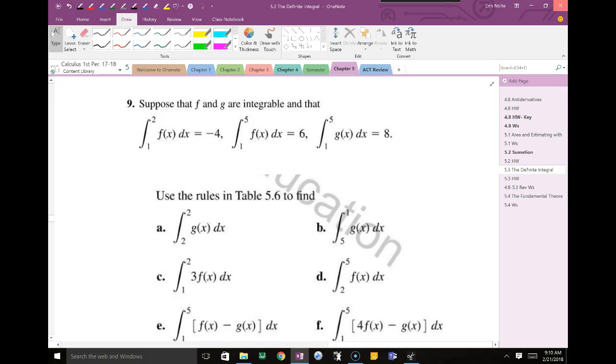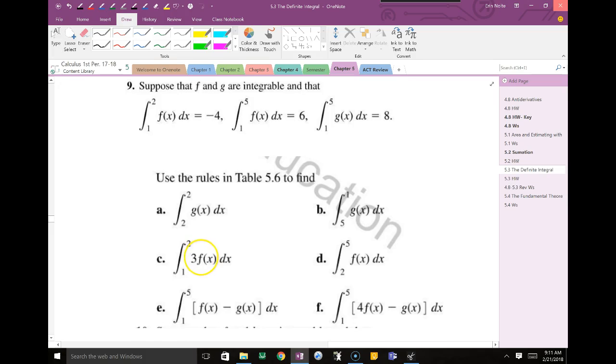For this one, we have an area that exists between 1 and 2, and the area for that one is -4. So when they give us a negative area, what is that telling us about the function? It's below the x-axis. Most of this line exists below the x-axis. It is possible that some of it exists above, but more of it would be below. The area from 1 to 5 is 6, and then for g of x, a different function, the area from 1 to 5 is 8. We're going to answer these 6 questions here.